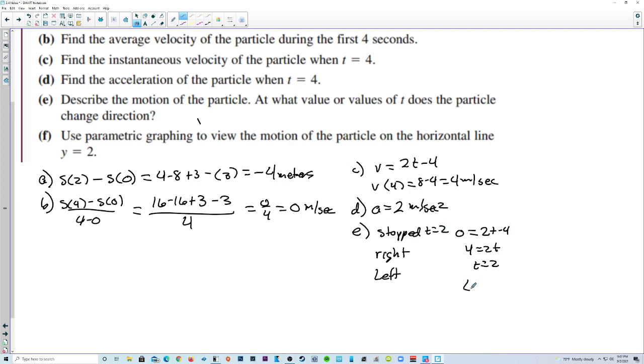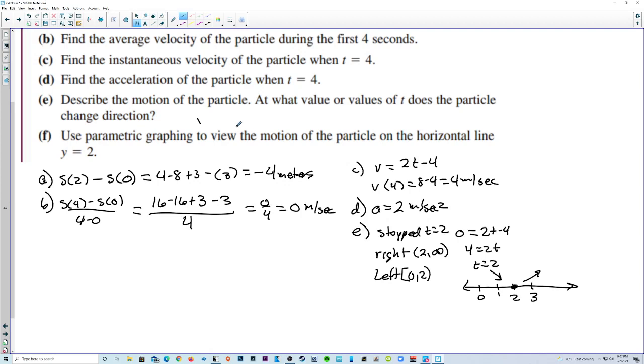Now we're going to put this velocity on a number line, so 2. And we're starting at 0, so let's plug 1 into the velocity. 2 minus 4 is negative 2, so the velocity is negative from 0 to 2. That means this particle is moving to the left, 0 to 2. Then when we plug 3 in, 6 minus 4 is positive, so now if the velocity is positive, then this particle is moving to the right. So 2 to infinity, the particle is moving to the right.